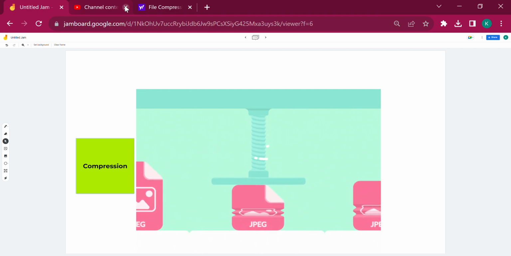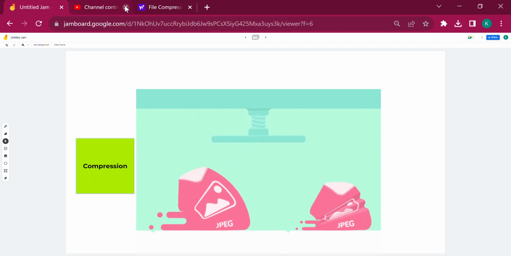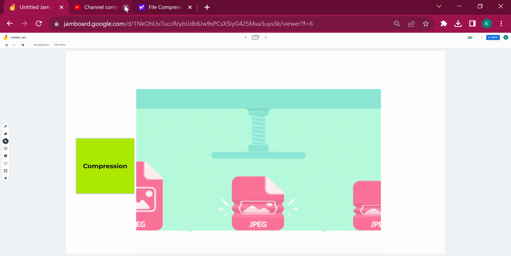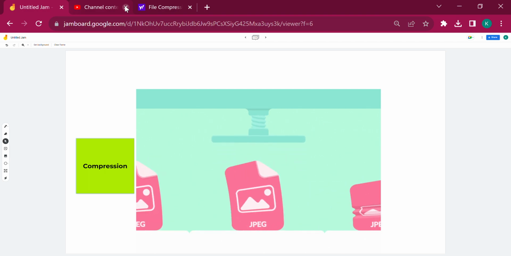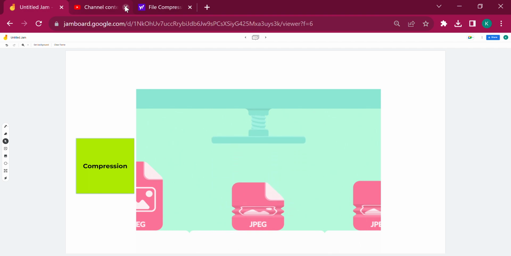As you can see in the GIF image, what is the meaning of compression? Basically it's a reduction in file size. And why do we need to reduce the file size? There are basically three to four reasons.